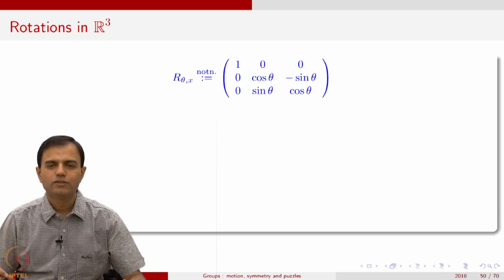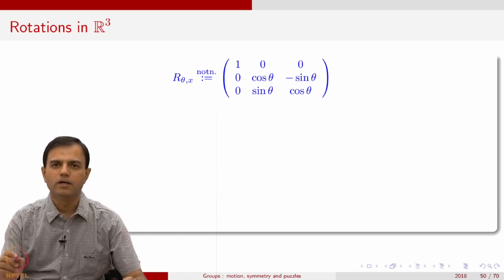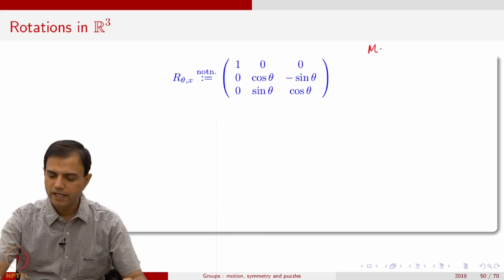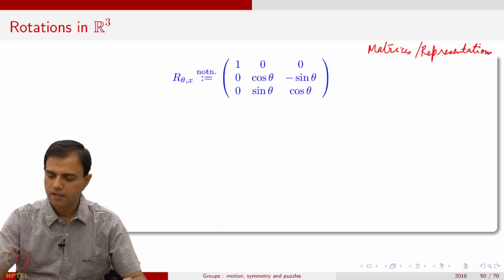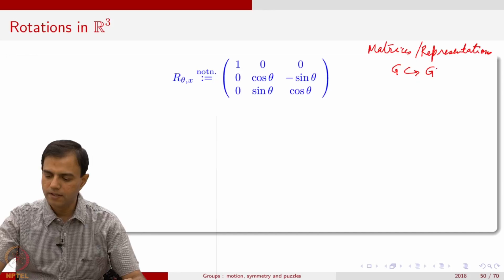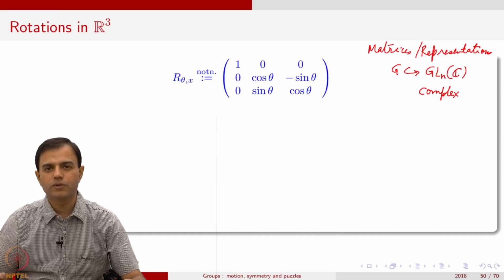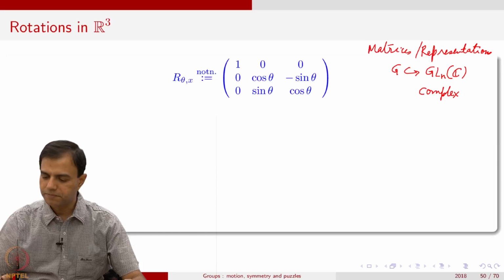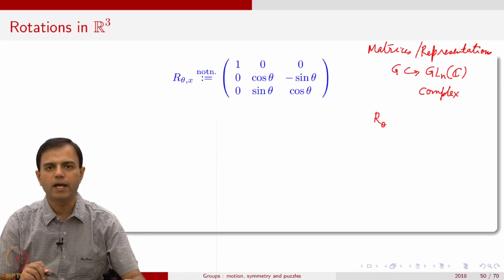So last time we were talking about matrices, representations, and I said that various groups can be realized as matrices, say complex matrices. And then I also mentioned that rotations in two dimensions can be understood in terms of matrices. And then there was this rotation matrix, rotation by an angle theta.